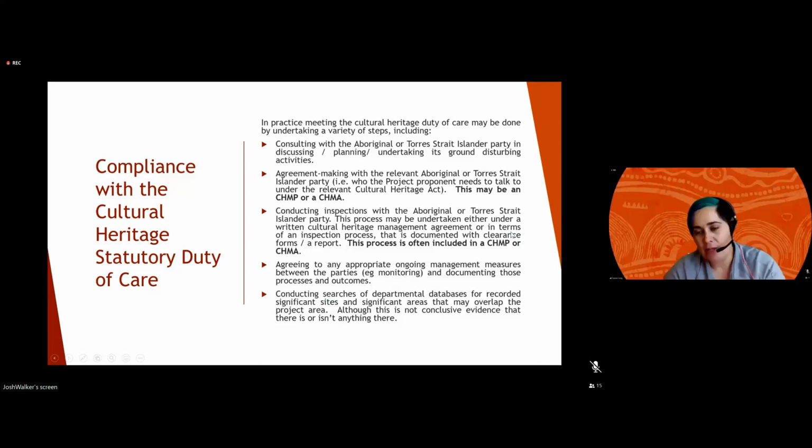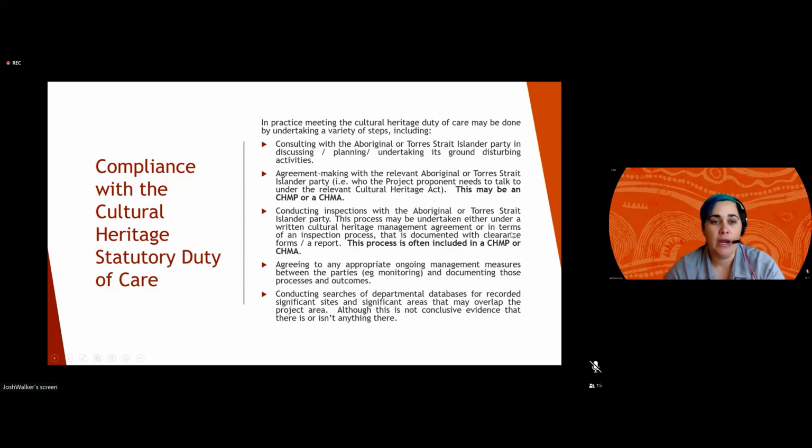Or, in the event that it's not easy to identify, reach out to the various different stakeholders. Whether that's the rep body for the area, the Native Title Tribunal sometimes is able to assist, the Cultural Heritage Unit, or other parties who might be in this space.